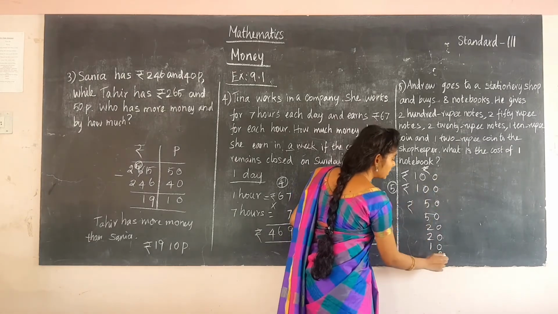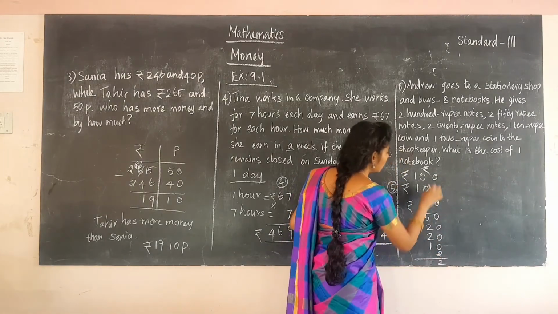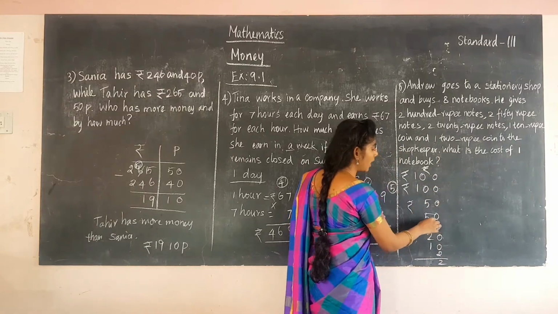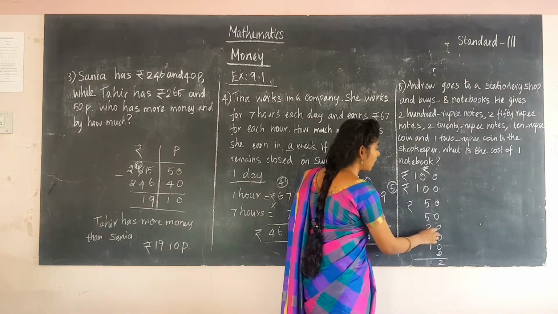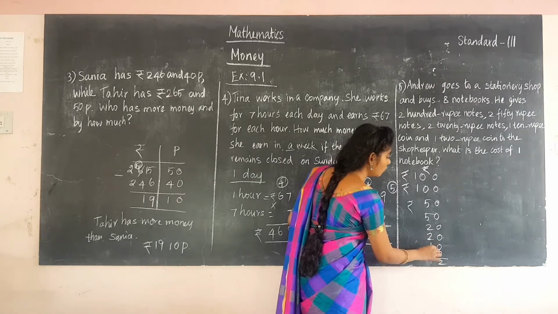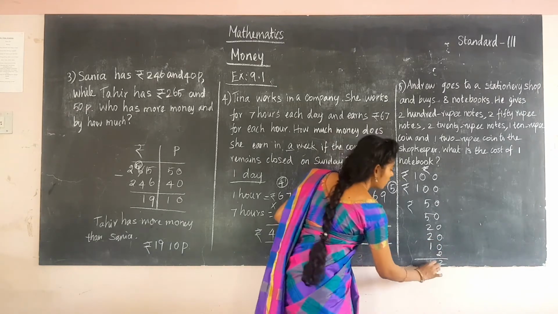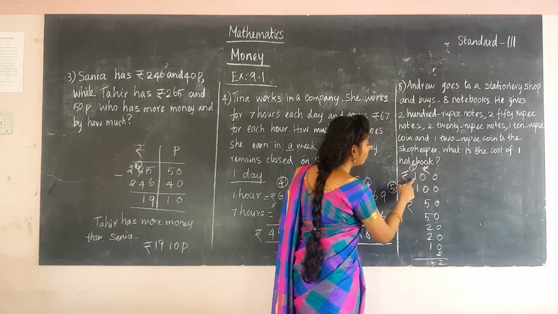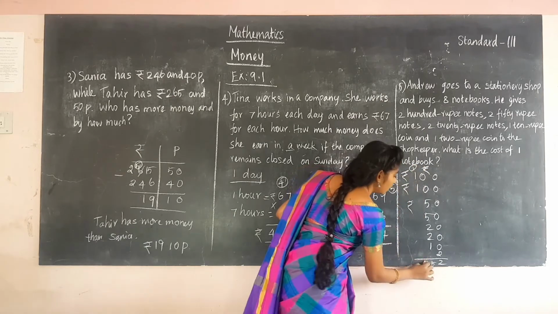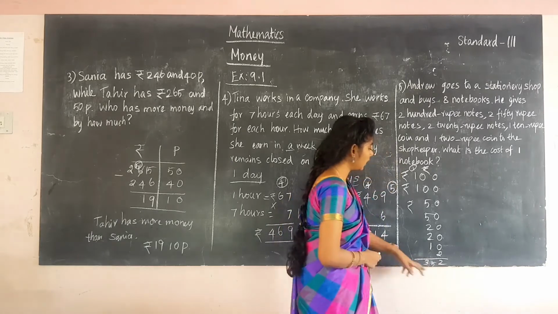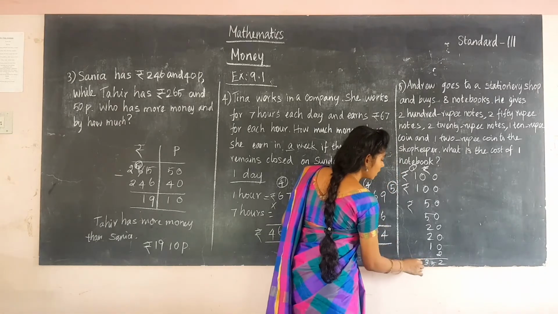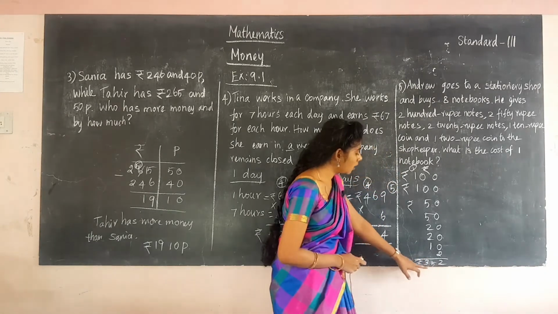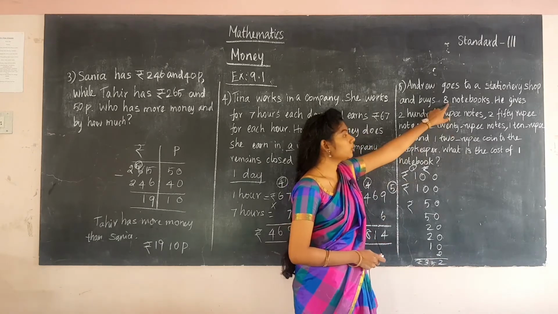So first in the ones place it is 2. So write as 2. And in the tens place 5 plus 5 is 10, 10 plus 2 is 12, 12 plus 2 is 14, 14 plus 1 is 15. So 5 in the tens and 1 we have to carry over. So 1 plus 1 plus 1 is 3. So 352 rupees. Totally he is paying rupees 352 for 8 notebooks.